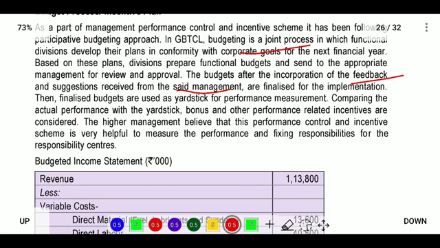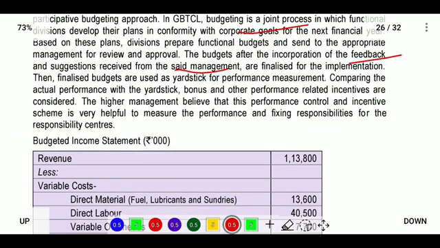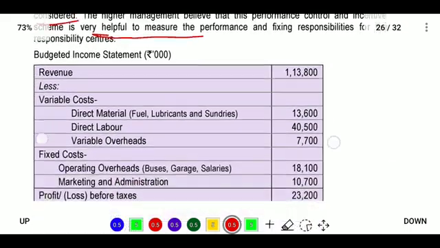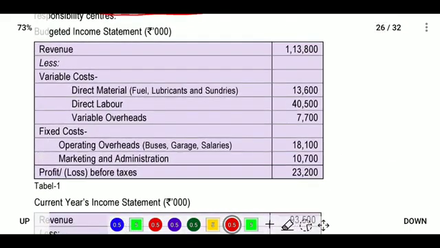They will accept it, saying, ready sir, we have produced this budget, we are ready to provide these items, this budget we can reach. That is the confidence they give their management. Once finalized, they compare the actual performance with the budget. Bonus and other performance related incentives are considered. So based on this budget, they arrange bonuses. Higher management believes that this performance control and incentive scheme is very helpful to measure performance and fix responsibility for the responsibility centers. So they provided revenue of 1,13,800.